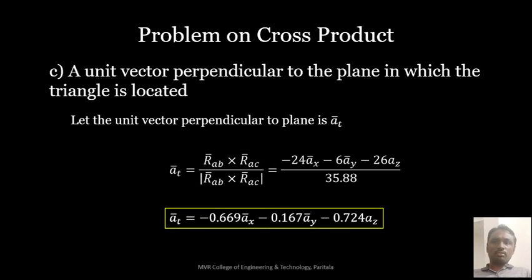So this is the resultant one. We already know RAB bar cross RAC bar, which was minus 24 AX bar minus 6 AY bar minus 26 AZ bar, and we already found the magnitude, 35.88, which will give the result. This vector can be called the vector that is perpendicular to the plane in which the triangle is located.